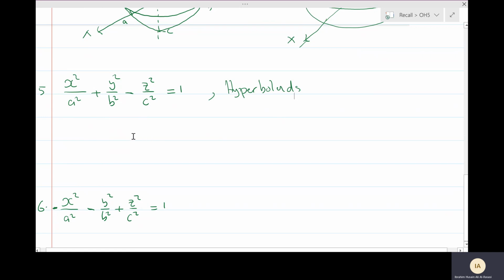Let me see how to graph this one. The simplest way to graph this one is to take z equal to 0. What is the trace in the xy plane? When z equals 0, you get an ellipse. So I will just draw the ellipse here.